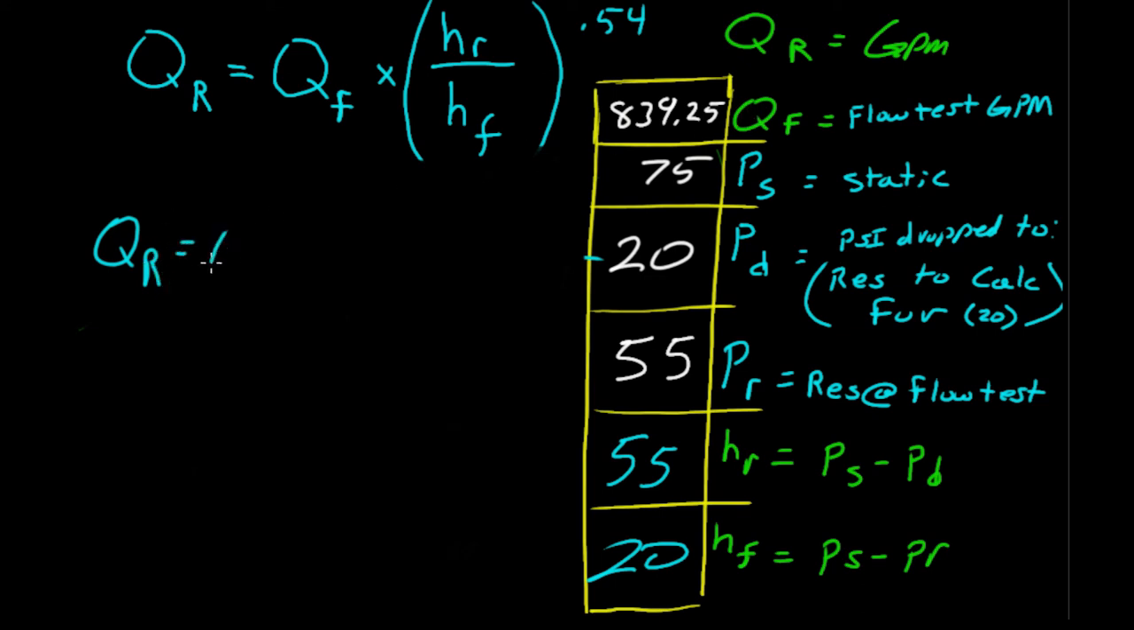So our Q sub F is 839.25 times, and then H sub R was what? P sub S minus P sub D. So the static minus the residual to calculate for. So 75 take away 20, same thing, right? Is what? That's going to be 55. And then for H sub F here, H sub F is P sub S minus P sub R. So static minus our residual. So 75 minus 55 is going to give us 20.